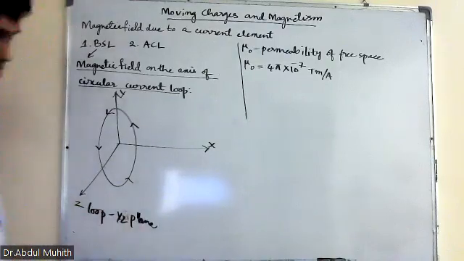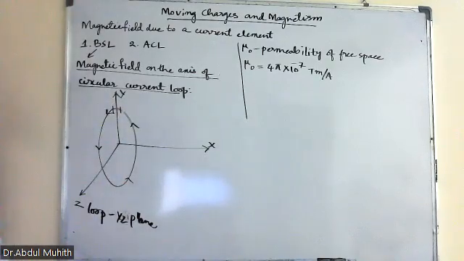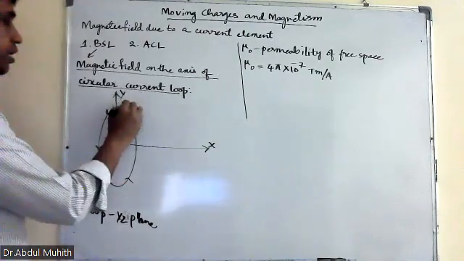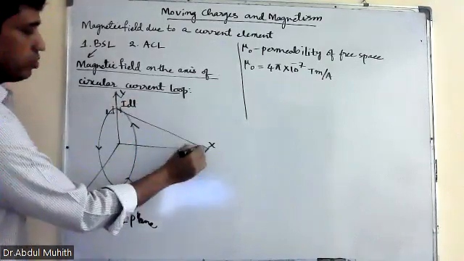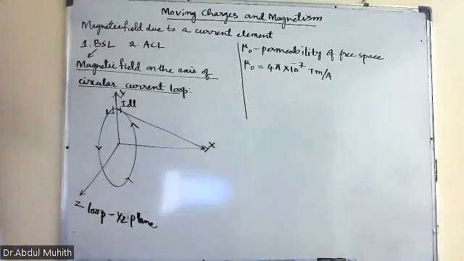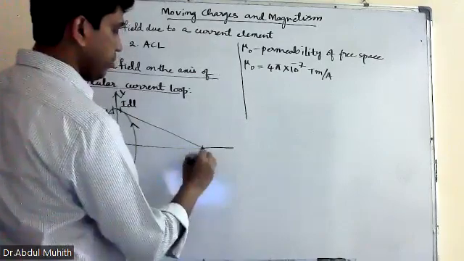Okay, now the magnetic field is along the x-axis. Therefore, here there is a small current element. We are writing here I dL; I dL is a small current element. Because of this current element, I want to find out the magnetic field at this point P.